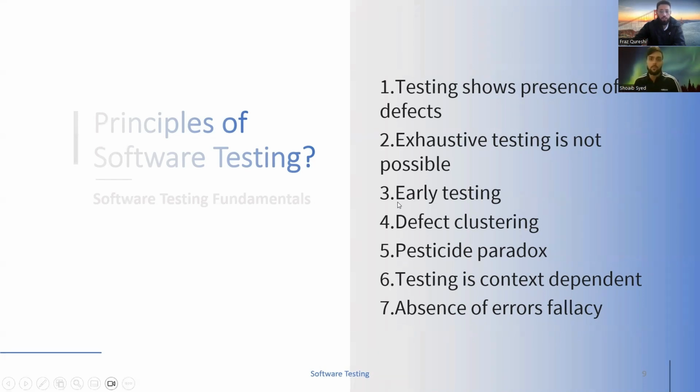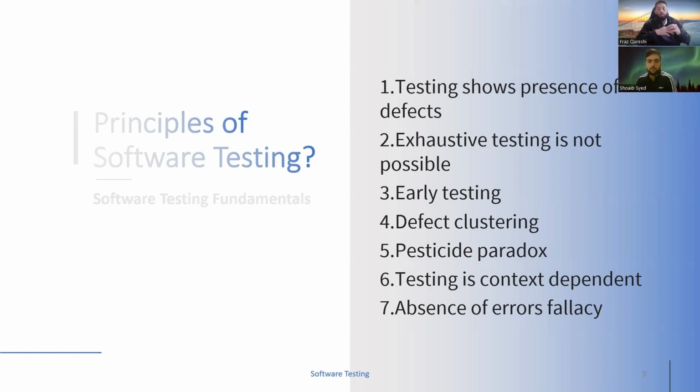Similarly, the third one is early testing. It's always good to test as early as possible. Then the fourth is defect clustering. What happens most of the time is that a lot of the defects are found in, let's say, one or two modules. For example, you have 80% of the defects in 20% of the application. The rest of the application is good. So 80% of the defects are clustered into 20% of the application.